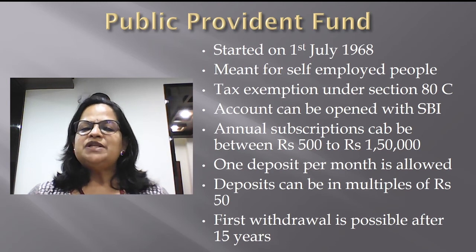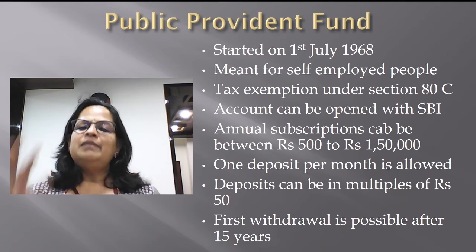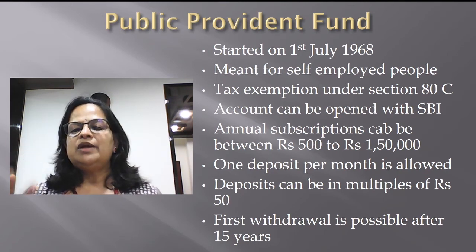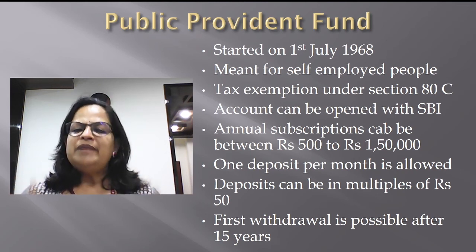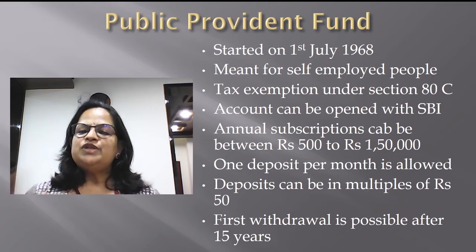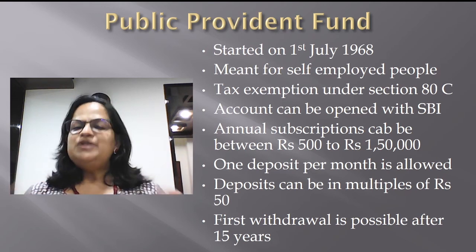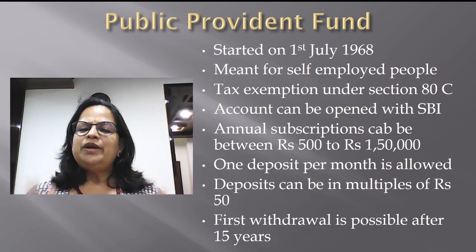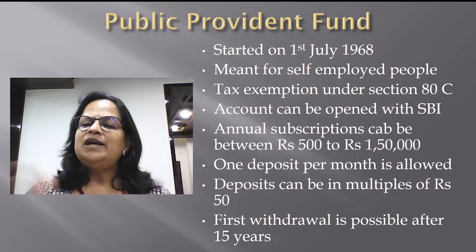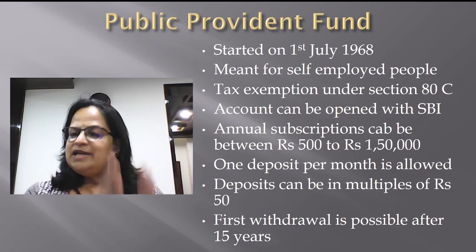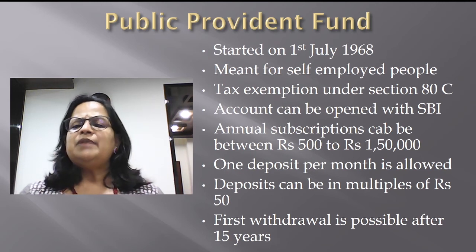Now annual subscriptions can be between 500 to 1,50,000 rupees. So you have to remember that in 1 year a minimum of 500 rupees you have to deposit in that account, and the maximum can be 1,50,000. Now you have to remember one deposit per month is allowed. How much ever you want to invest, how much ever you can save, that will be the limit. You can decide that. But you have to remember the next point, deposits can be in multiples of rupees 50: 50, 100, 150, 200, like that, any amount. In 1 year, at least 500 rupees you have to invest, and the maximum can go up to 1,50,000. And many people are making use of that.